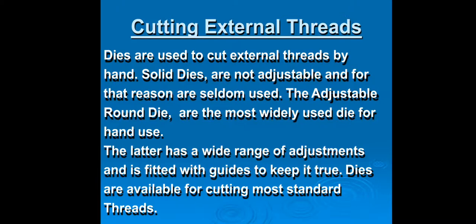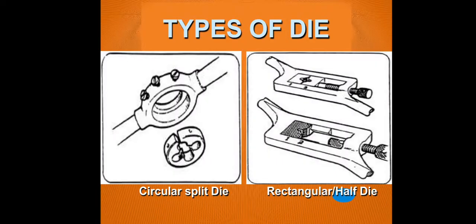Cutting external threads. Dies are used to cut external threads by hand. Solid dies are not adjustable and for that reason are seldom used. The adjustable round die is the most widely used die for hand use. The latter has a wide range of adjustment and is fitted with guides to keep it true. Dies are available for cutting most standard threads. And these are all the types of dies: circular, split die, and another one is a rectangular or half die.